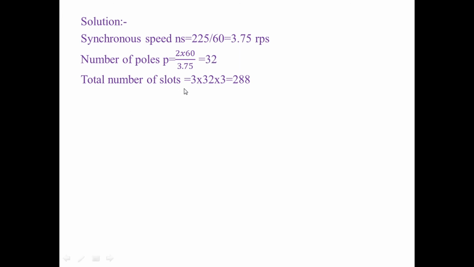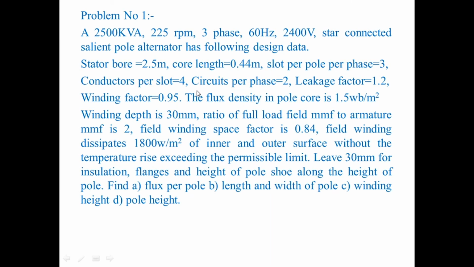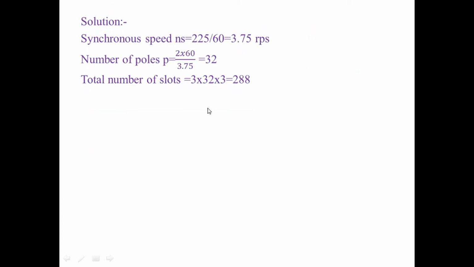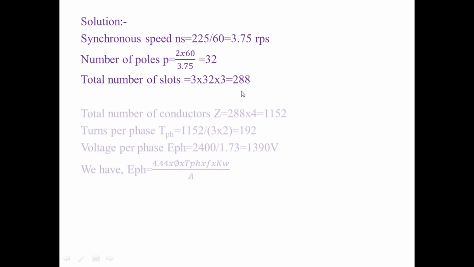So total number of slots: in the question it is given that slots per pole per phase is 3. So you multiply 3 into number of poles into 3 phase. 3 is the number of slots per pole per phase and 32 is the number of poles into 3 phase. So you will be getting total number of slots as 288.